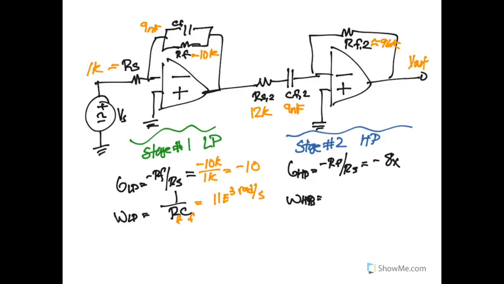High pass, not high R. This will again be 1 over RC, but we're going to be using the resistor and the capacitor that are in the source loop. And so this will end up being 9.2 kiloradians per second.